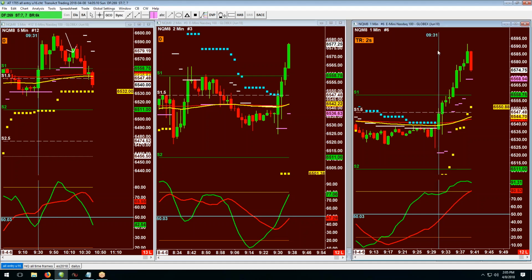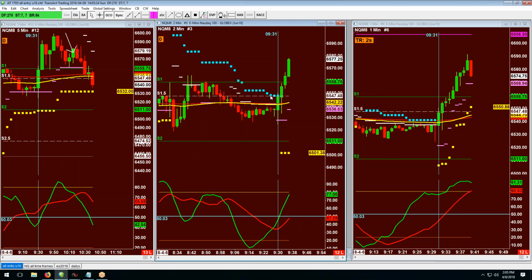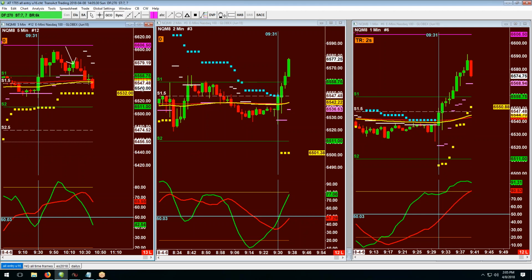But here we go right here. This is at 9:31, breaking the super trend stop here. Green line above the red. Again, it's right off the open, so it's questionable whether you want to take it or not. And you'll see that you've got the 2 minute agreeing here as well, green above the red. Now, if you look at the 5 minute, it does not agree.